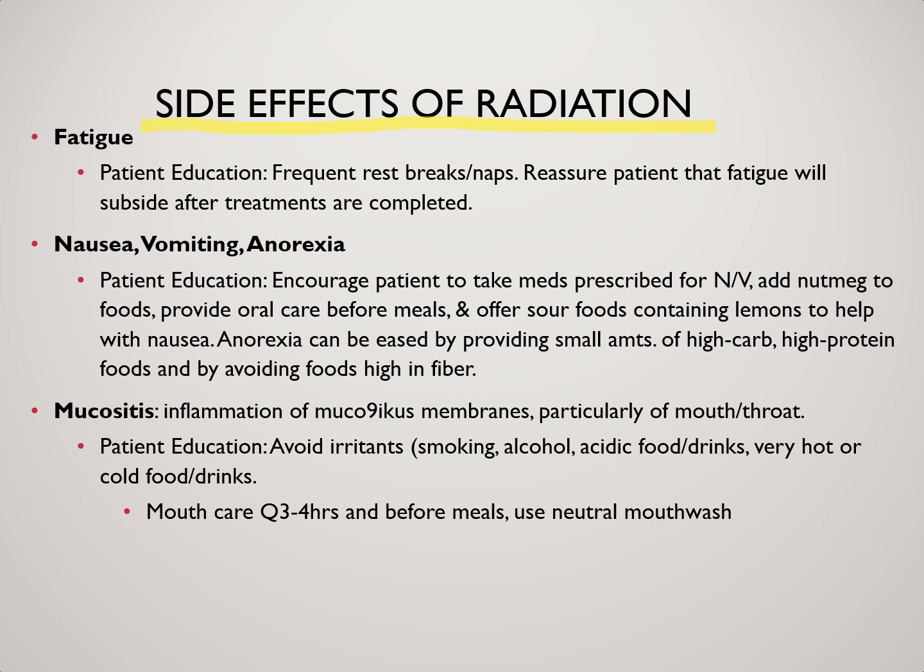Anorexia can be eased by providing small amounts of high-carb, high-protein foods and avoiding foods high in fiber. You want to avoid giving them a very large meal at one time. Instead, provide small, frequent meals, high carb, high protein. Avoid foods high in fiber because a lot of times fiber can induce nausea.